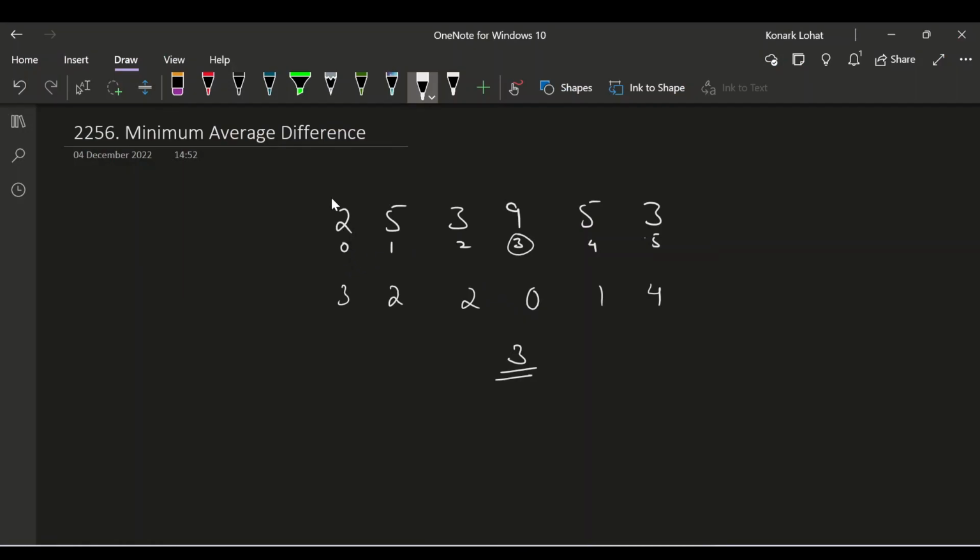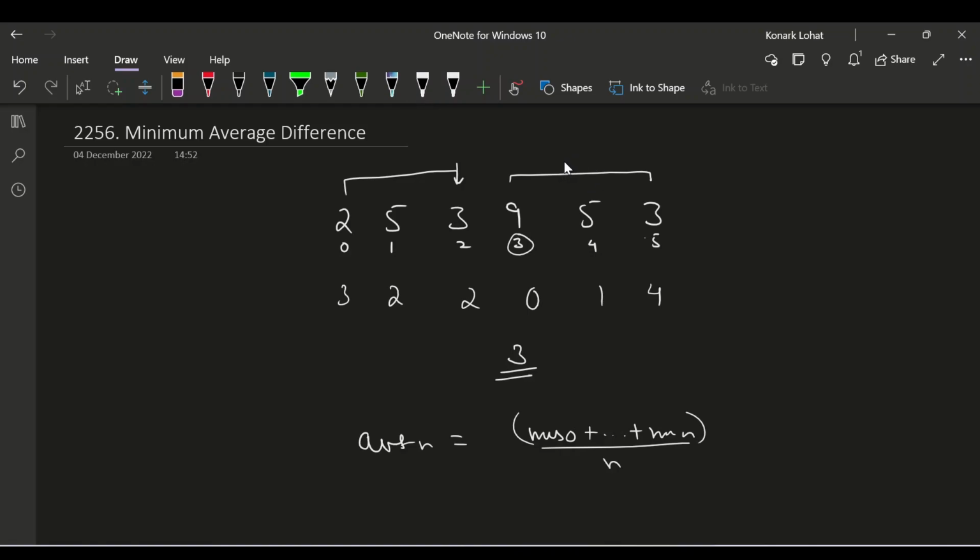Now you can observe that we need sum, right? For taking average, let's say I'm taking the average of n elements, then I need nums of 0 all the way to nums of n, these elements divided by n, right? So if I'm taking the average difference at this point, then I need this sum and the number of elements. This will be my left average, which is inclusive, and then the sum of all the elements on the right side and the number of elements on the right side.